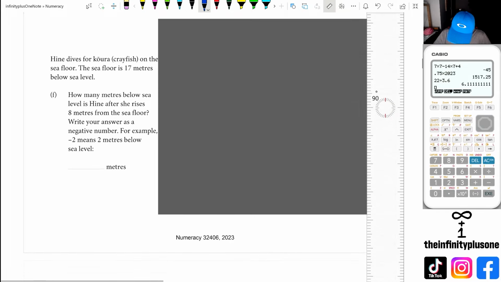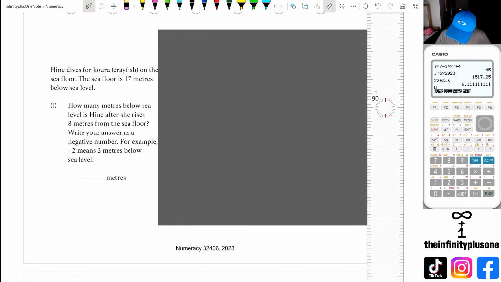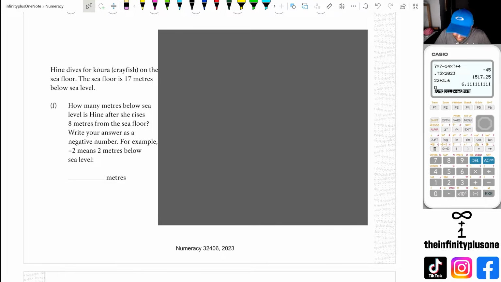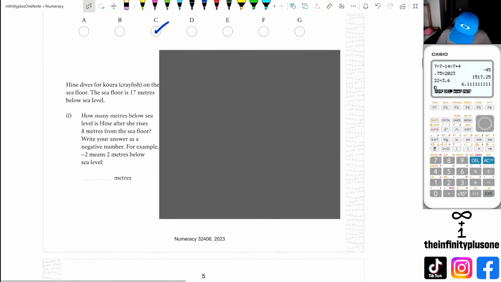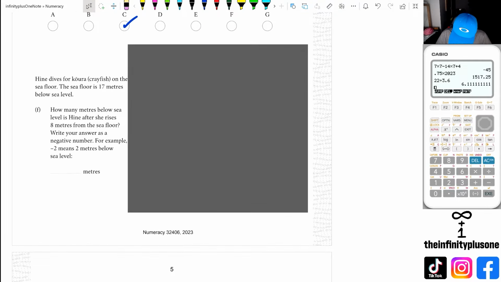Right, moving on to question F. Don't need the ruler, let's get rid of it. Question F, I had to get rid of the image here. But basically, the idea is that the sea floor is 17 meters below sea level. So if you think about it like this, there's your sea, and the sea floor is there. This is 17 meters, and this is the sea floor.